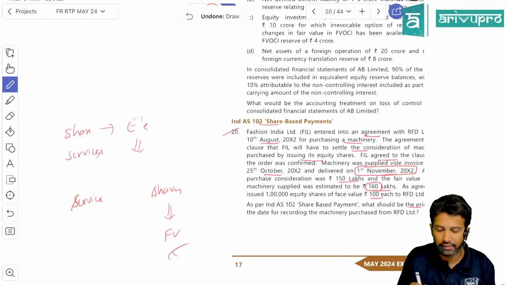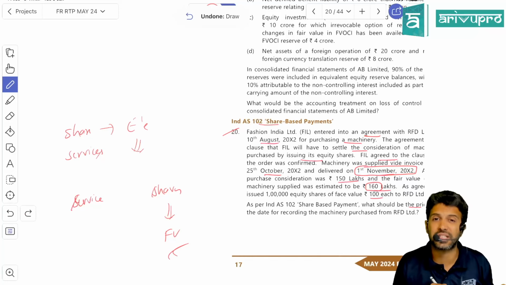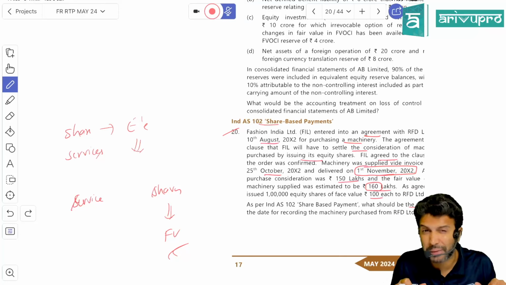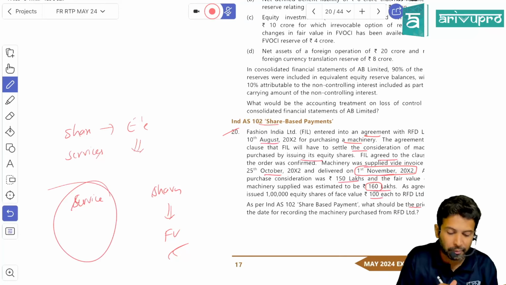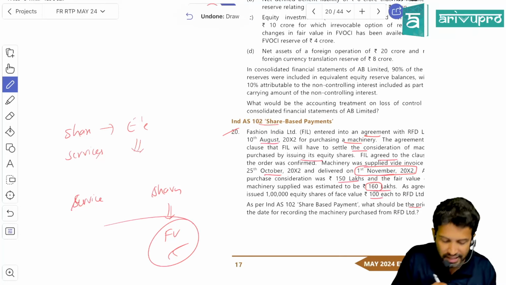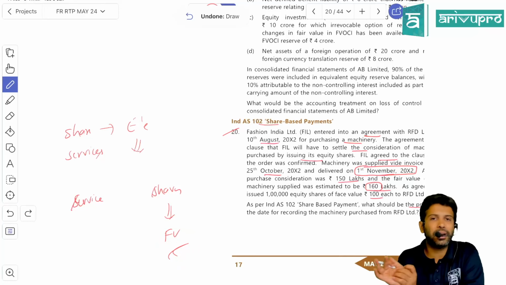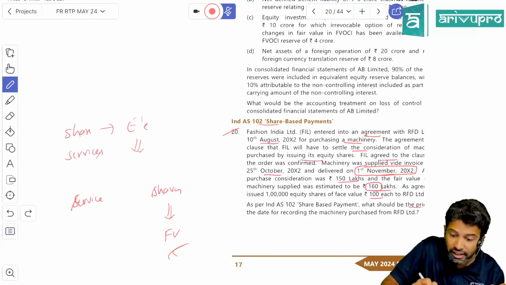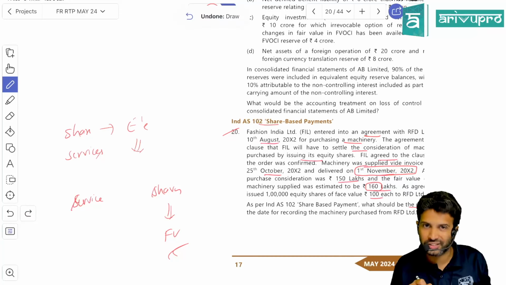We consider the fair value of the shares and not the fair value of service, because service given by the employee is expressed in terms of time. To measure the fair value of service is difficult. Hence, we always take the fair value of the shares for our accounting purpose. That's the reason we always say fair value of the shares, fair value of the option. This is the case where shares were given to employees.